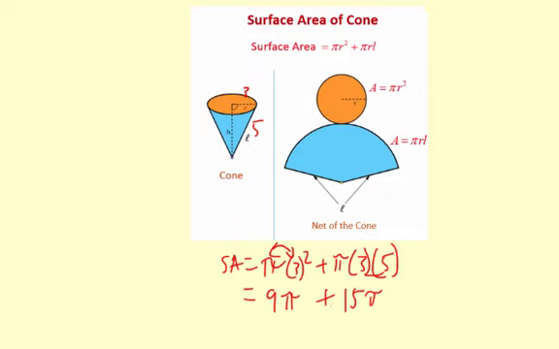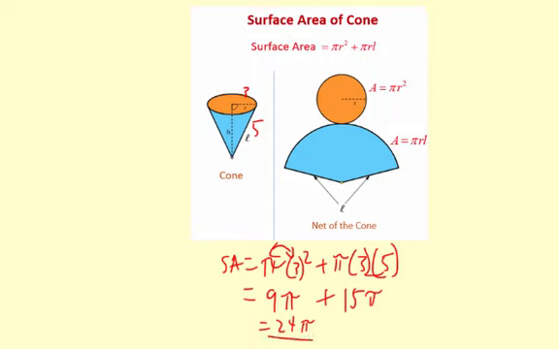Well, pi is not a variable, but it kind of acts like one in this case. Remember, pi is 3.14, but it looks a lot like 9x plus 15x here. That equals 24x. You just add the 9 pi plus the 15 pi, that makes 24 pi. So that's your surface area.